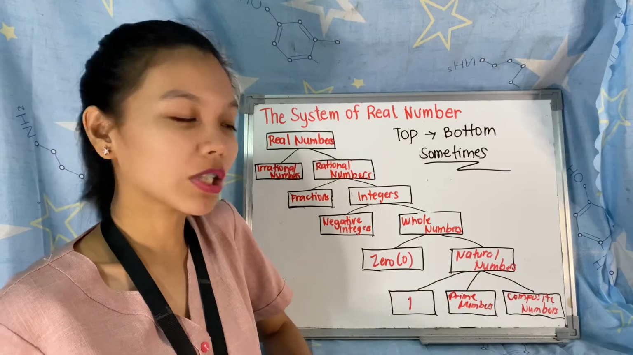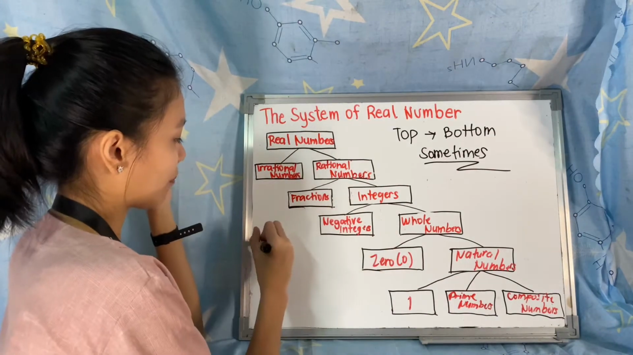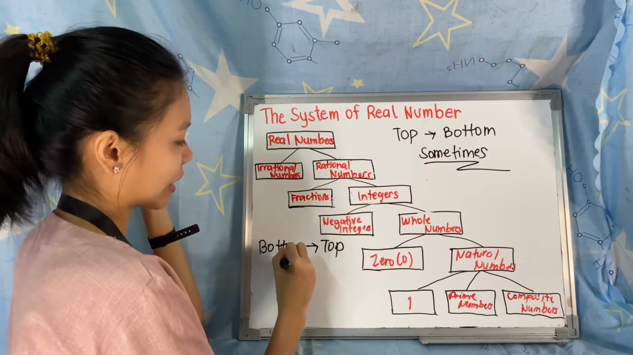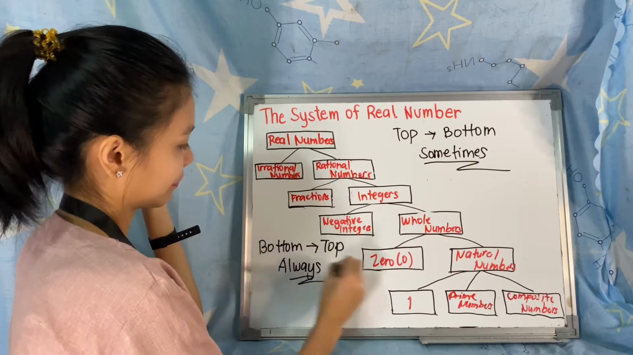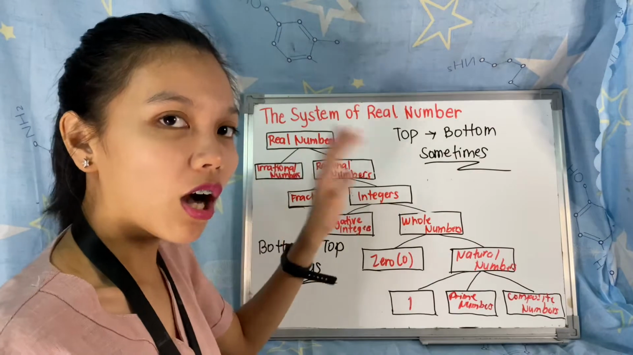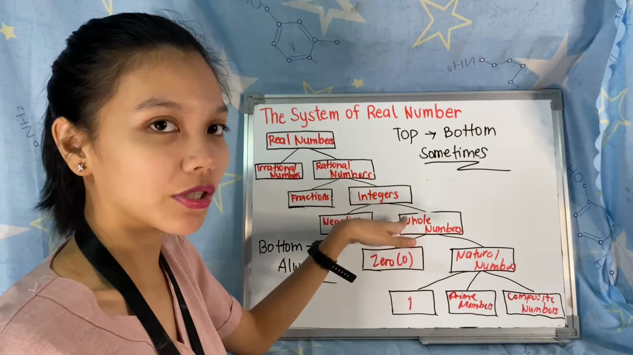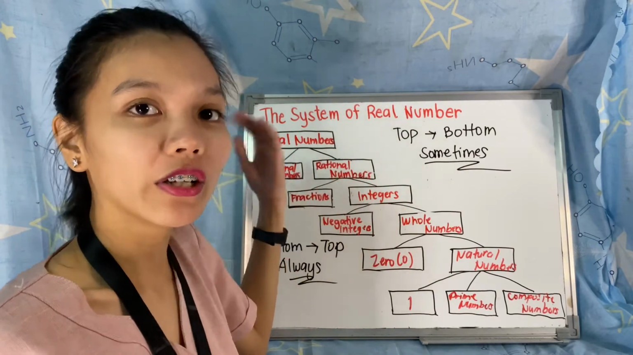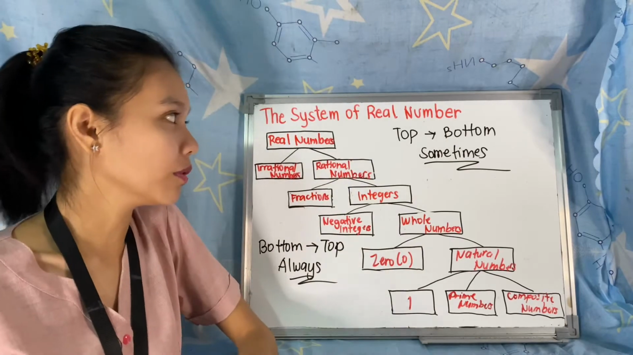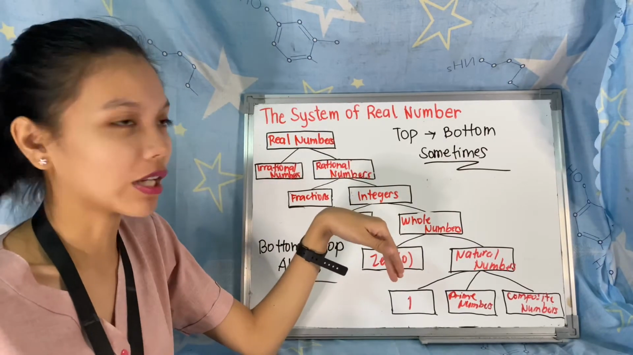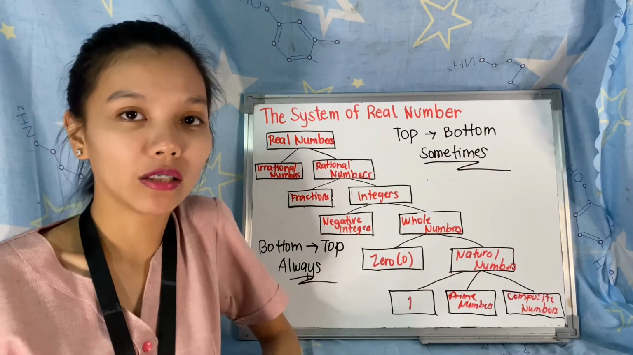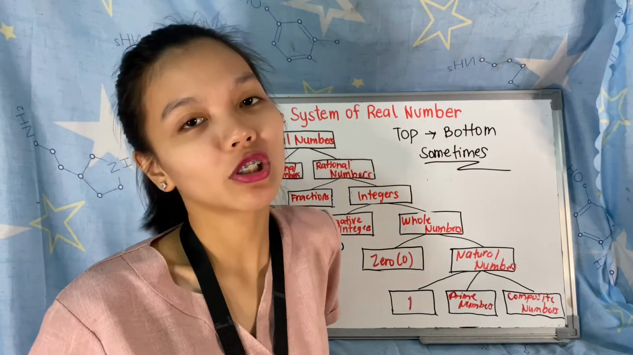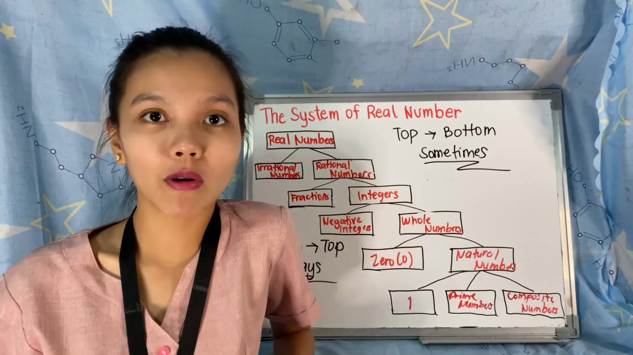Pero kung titingnan mo naman siya from bottom to top, so, pag pataas naman ang tingin mo sa kanya, siya naman yung tinatawag natin na always. For example, all natural numbers are whole numbers. All whole numbers are rational numbers. All rational numbers are real numbers. So, yun yung pagbabasa natin out of this system of real numbers. So, that is the introduction or the illustration of our real number system or simply the real numbers.